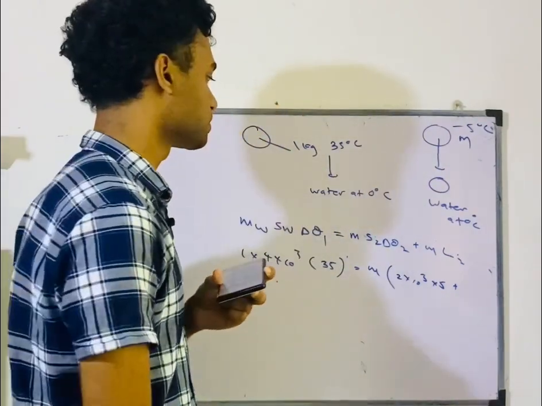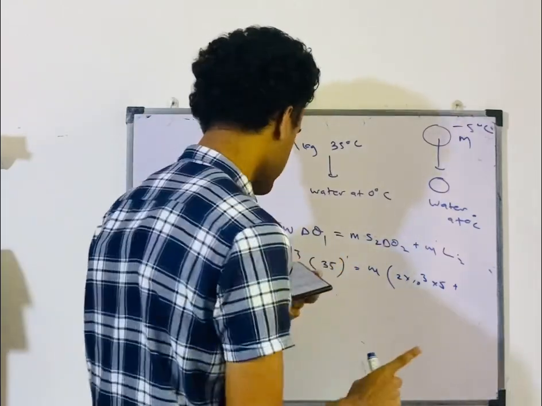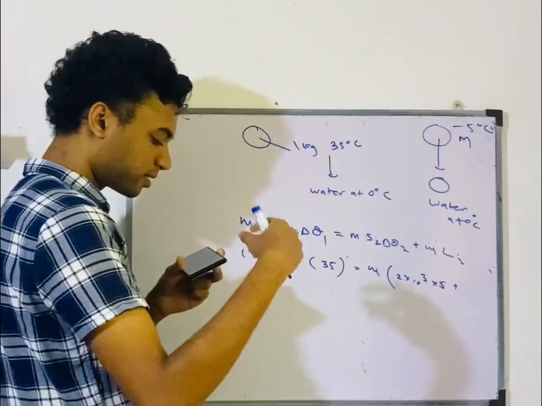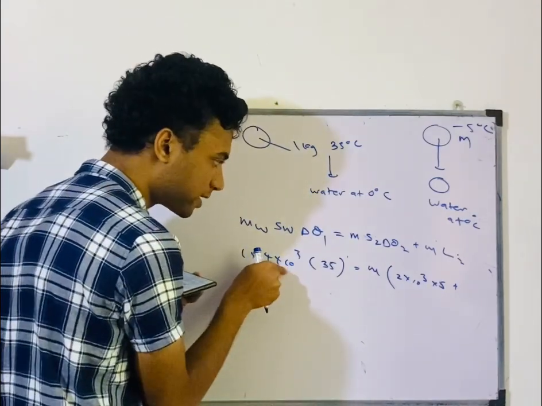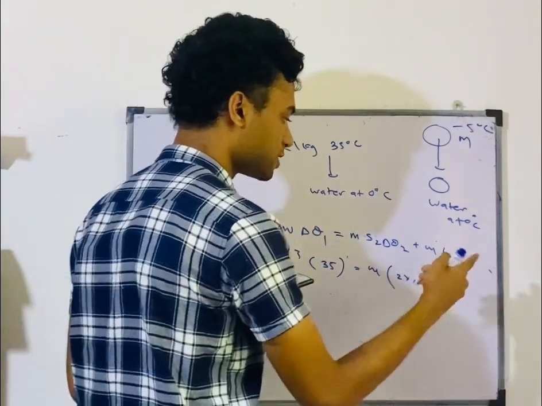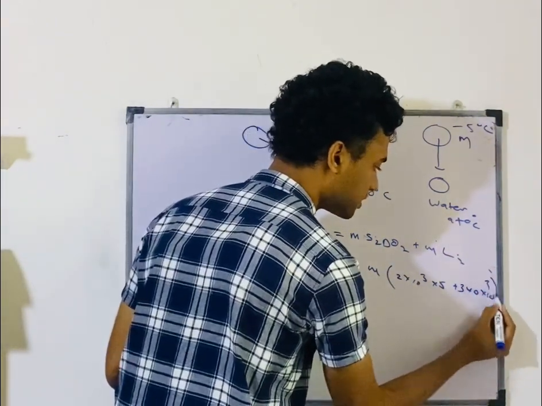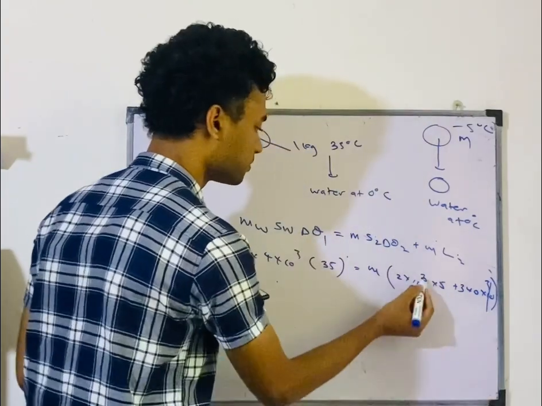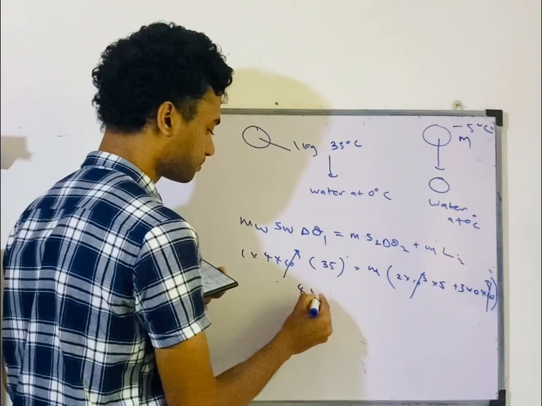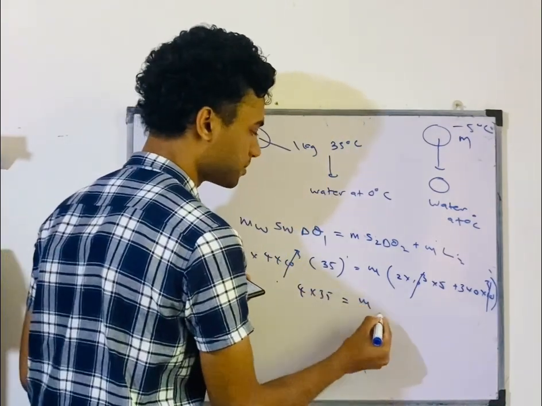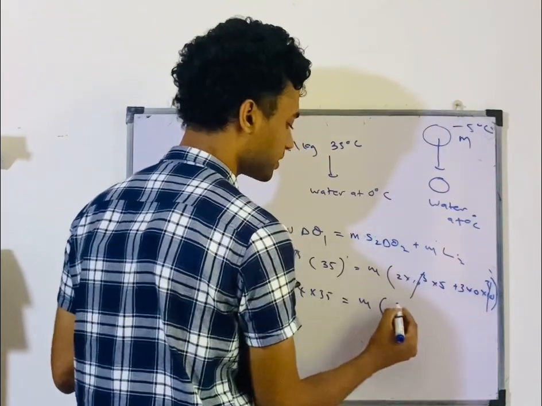times 5 plus specific latent heat of fusion of ice. What's that going to be equal to? That's 3.4 times 10 to the power 5. But I'm going to write it like 340 times 10 to the power 3. Why am I doing that? Because I can see 10 to the power 3 here and 10 to the power 3 here, so the 10 to the power 3 can be cancelled off. Then I get 4 times 35 is equal to m times 2 times 5, 10, 10 plus 340, 350.